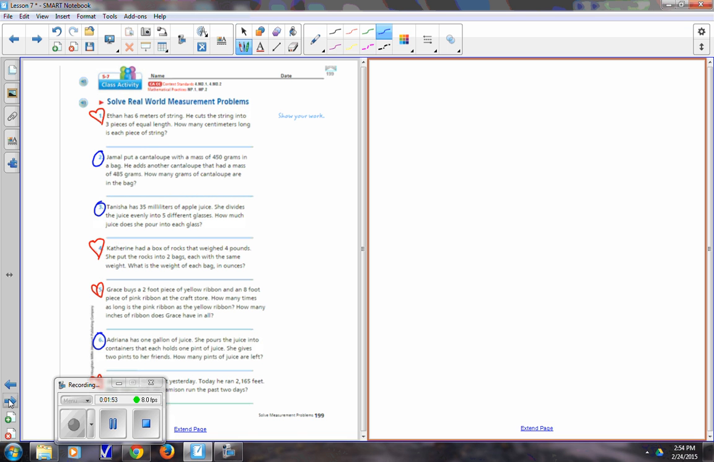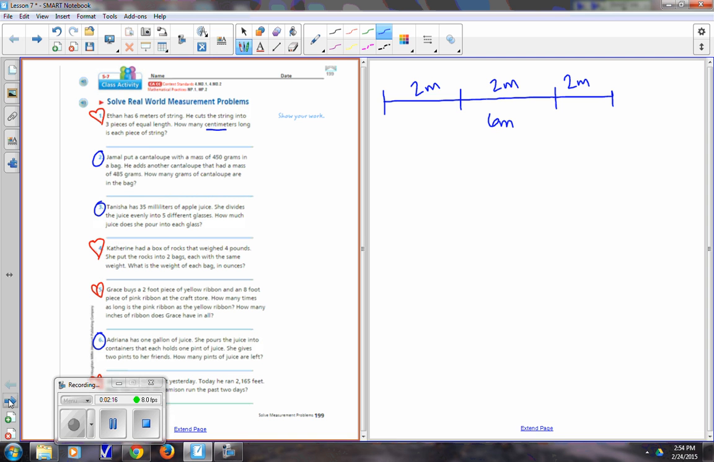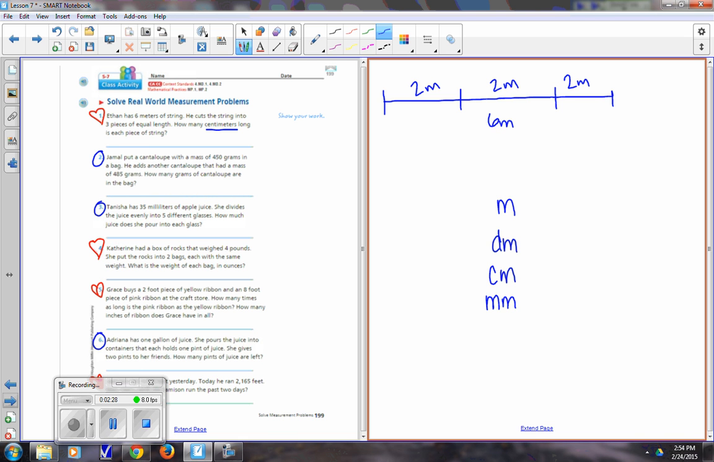Well, first, we have 1 piece of string that's 6 meters long. We're going to divide it into 3 equal parts. So this is 2 meters, this is 2 meters, and this is 2 meters. Okay, so we're all in meters. But the question wants to know how many centimeters. So if you remember in our chart, it went meters, decimeters, centimeters, millimeters. So every time we move this direction, we multiply by 10.